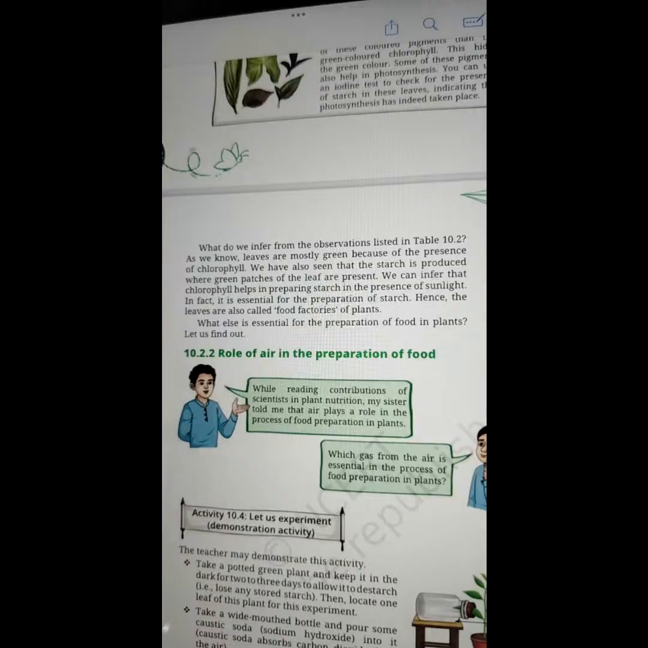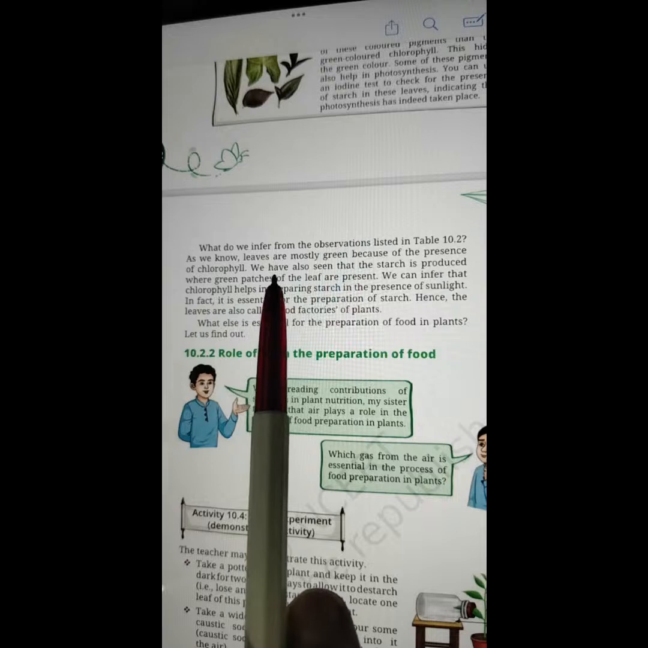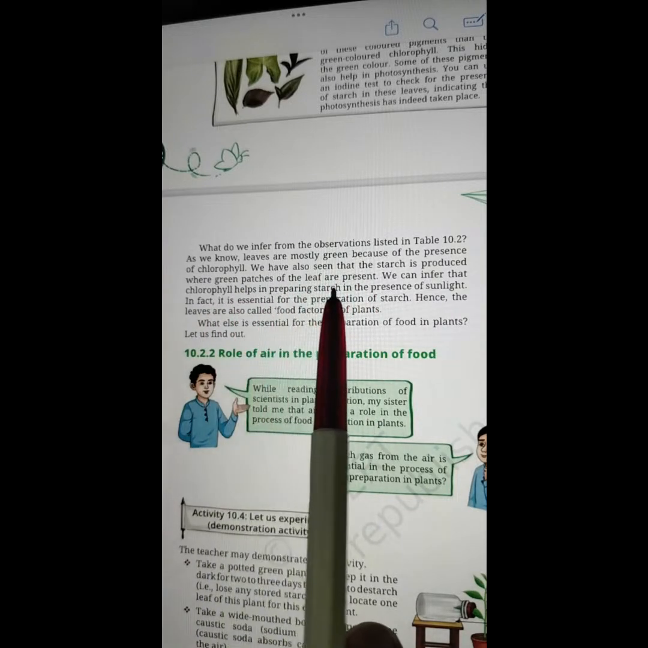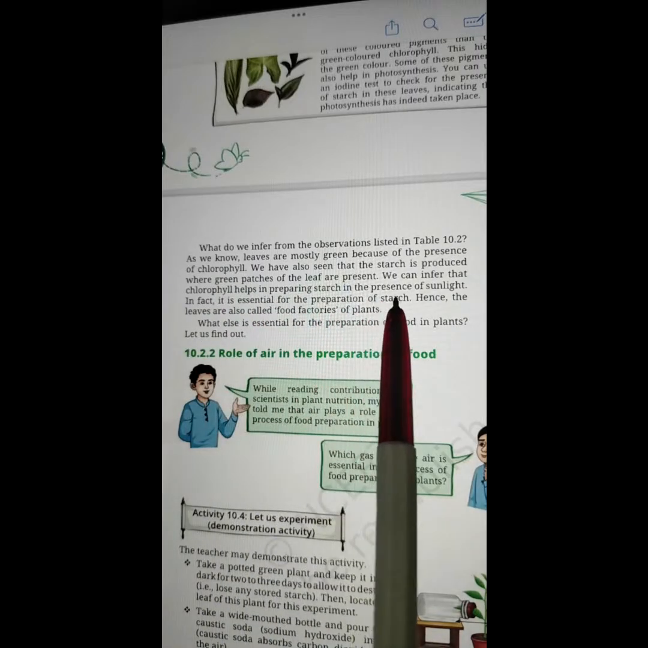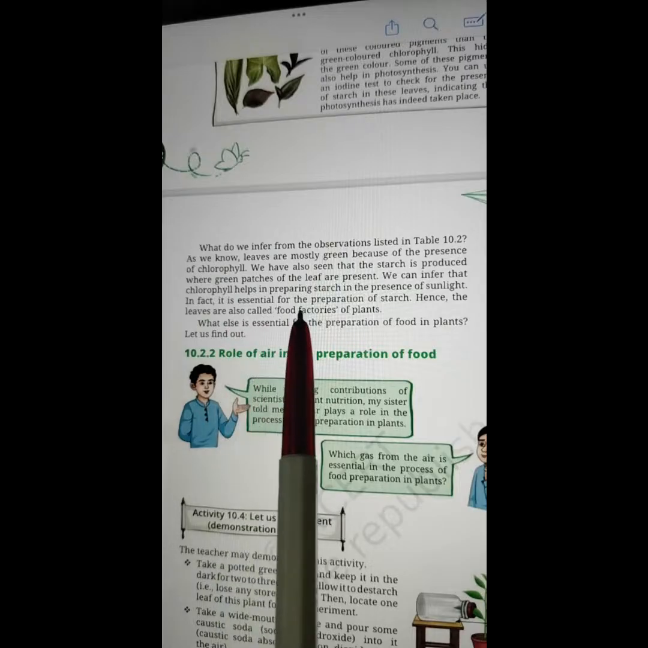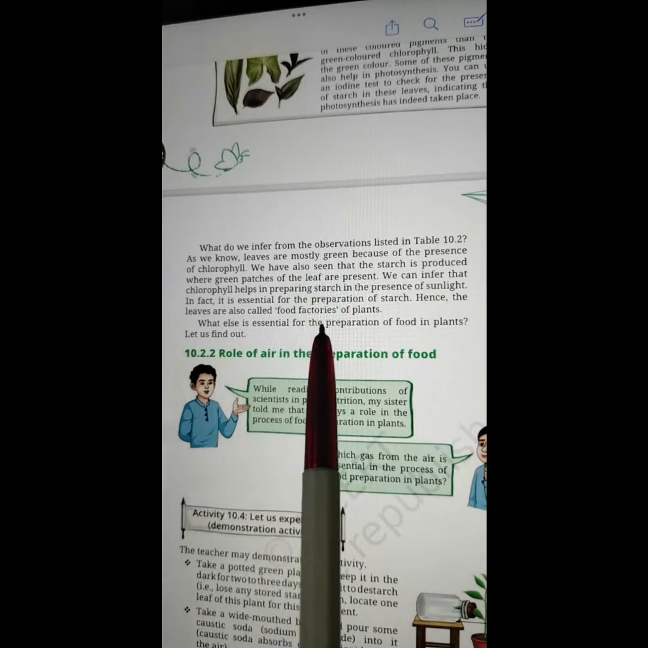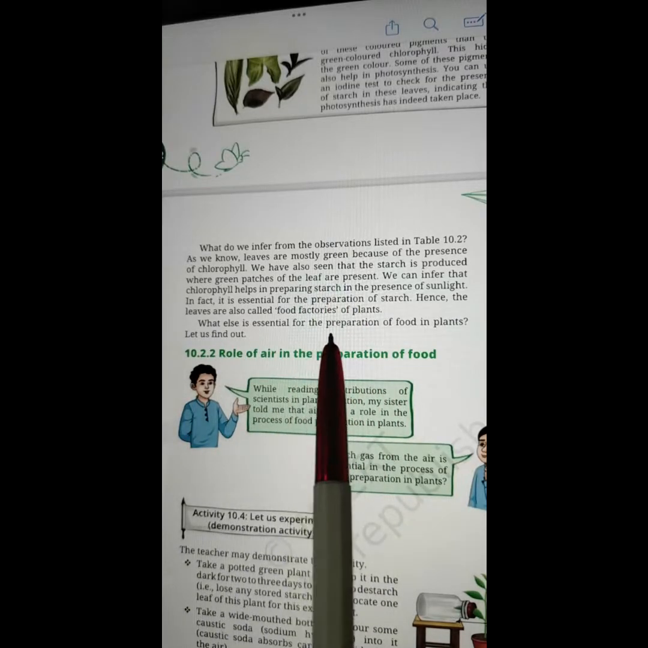What do you infer from the observations listed in Table 10.2? As we know, leaves are mostly green because of the presence of chlorophyll. We have also seen that the starch is produced where green patches of the leaves are present. We can infer that chlorophyll helps in preparing starch in the presence of sunlight. In fact, it is essential for the preparation of starch. Hence, the leaves are also called food factories of plants.